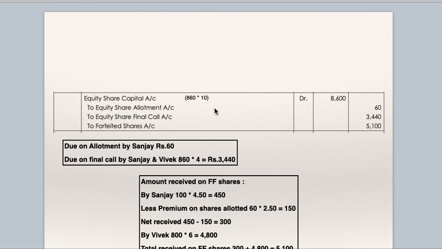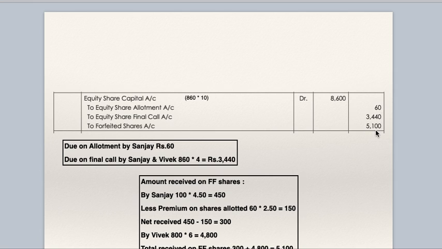Entry of forfeiture. Equity share capital account debit 8,600, 860 into 10. They have forfeited 860 shares, 60 shares plus 800 shares. 60 Sanjay, 800 Vivek's. To equity share allotment account 60. Due on allotment by Sanjay. Net due on allotment by Sanjay was 60. To equity share final call 3440. Due on final call by Sanjay and Vivek. So on 860 shares, 4 rupees final call is due, 3440.